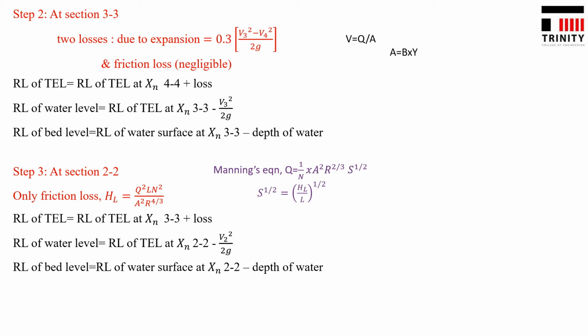Similar to section 3:3, in section 2:2 also we find out from the top level to bottom. So first we consider the total energy level at section 2:2, which is equal to total energy level at section 3:3 plus the friction loss. Next is the water level. Water level at section 2:2 will be equal to reduced level of TEL at section 2:2 minus V2 square by 2g. Next, the bed level. That is bed level is equal to water surface at section 2:2 minus depth of the water.